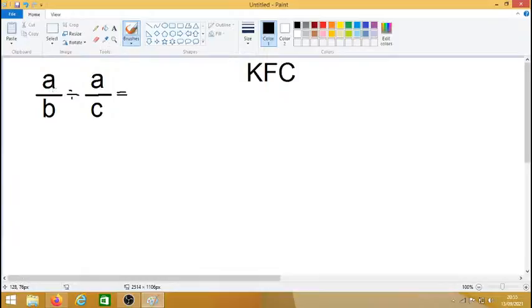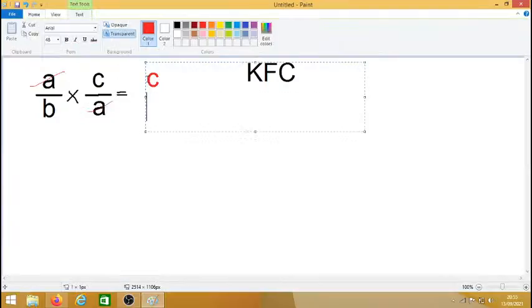So we could keep the first fraction, flip the second. So we're going to do A can go to the bottom, C can go to the top. And change the divide to times. And now we're ready to times. So we could do top times the top, A times the C, bottom times the bottom, but we're just going to quickly scan it for anything that can cancel, which is the A. So we're left with C over B as the final answer.